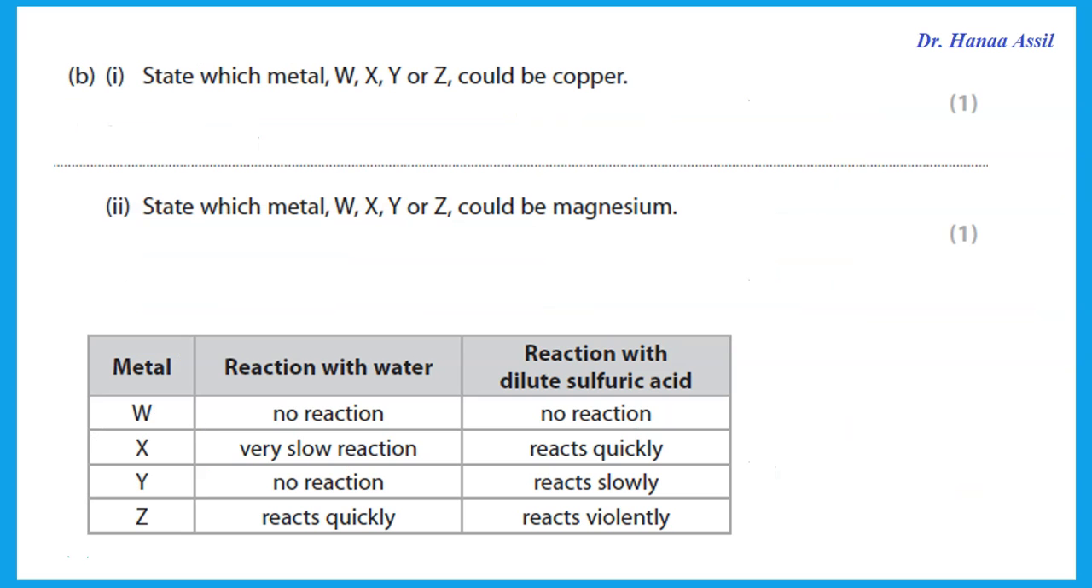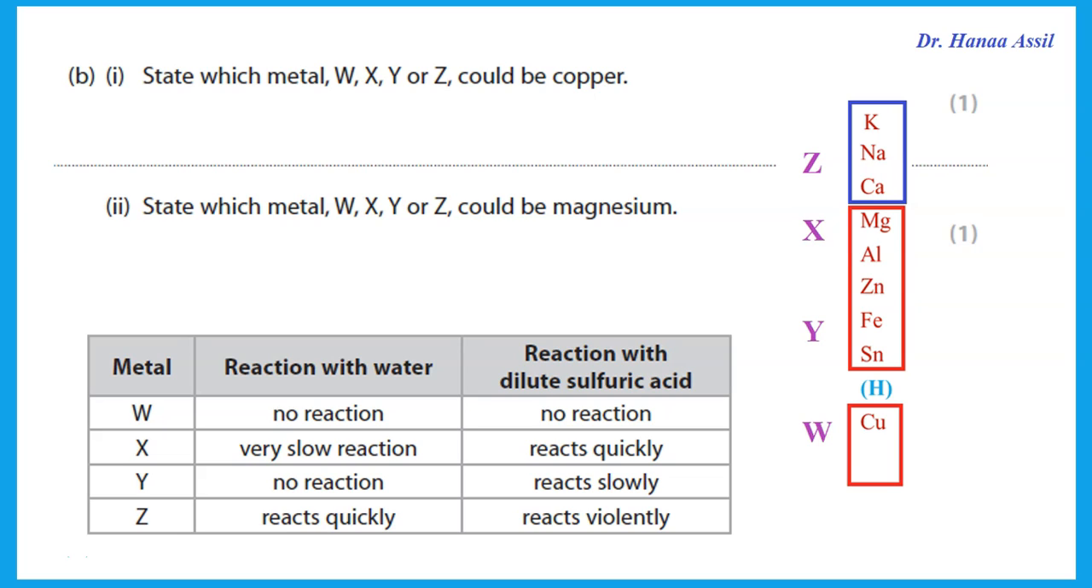State which metal could be copper. So this is what we did. Remember, copper is less reactive than hydrogen. It does not react with water or with acid. So W must be the one that is copper.